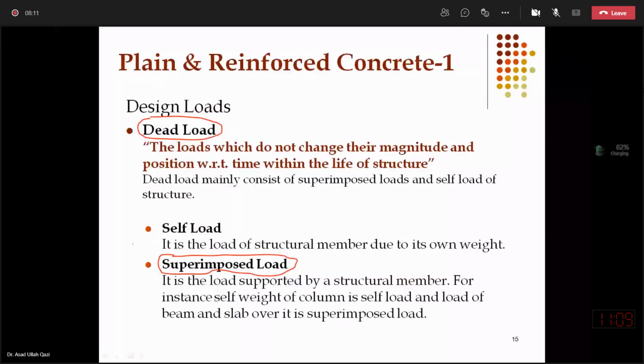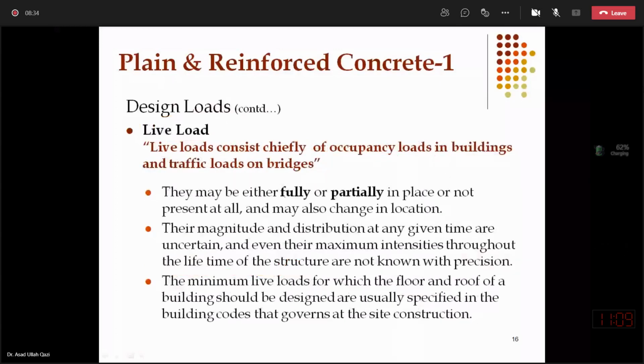So the loads which do not change their magnitude and position, which are static with respect to time within the life of the structure, will be considered as the design dead loads. However, design live load means loads chiefly of occupancy. Those occupants who are using that structure, their self weight, their own load will be considered as live load in building structures, and in bridges, traffic load will be considered as the live load.